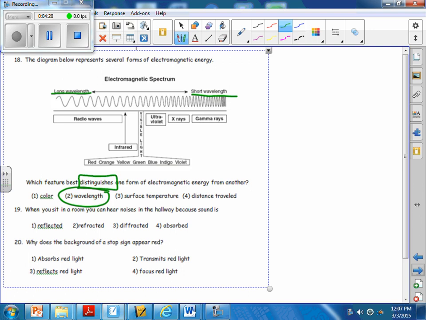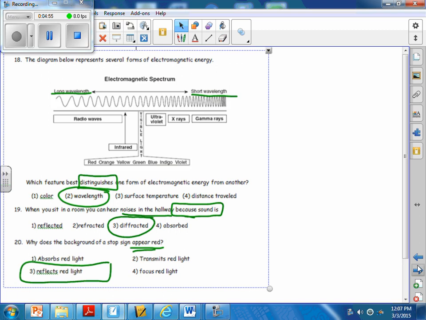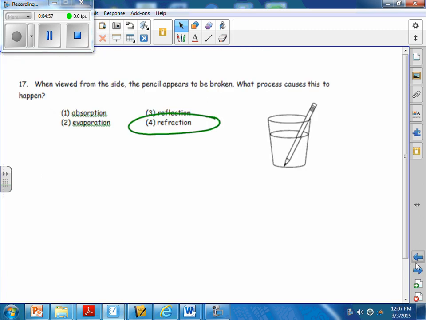When you sit in a room and you can hear noises in the hallway, it's because sound can spread out and bend around the corner. If sound can bend around the corner, it has the ability to diffract. Why does a stop sign appear red? Everything has its color because of its wavelength, but it doesn't absorb the color red, it actually reflects it. So a red stop sign is every color but red because the red is being reflected.